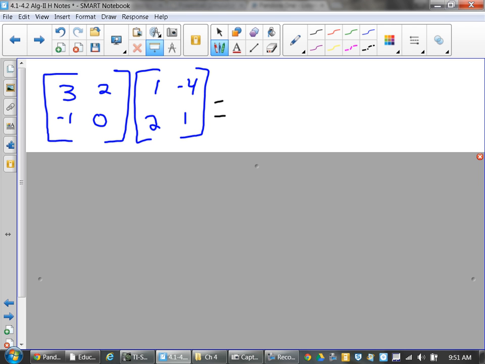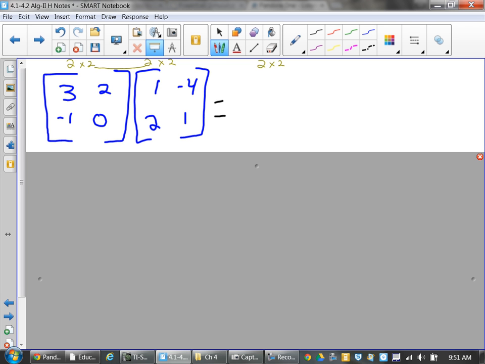I know that this is a 2 by 2 matrix, and this is a 2 by 2. These two numbers are the same, so it's happy, you can do it. The result matrix, when I multiply it out, is going to be what? It's going to equal a 2 by 2 matrix.